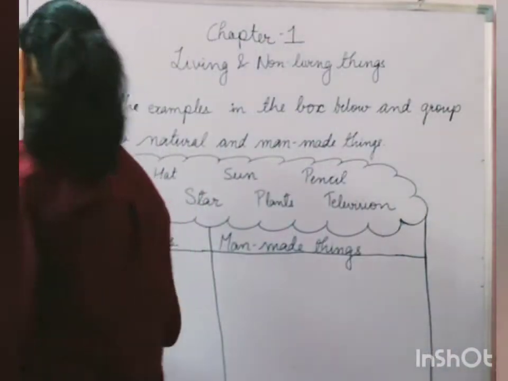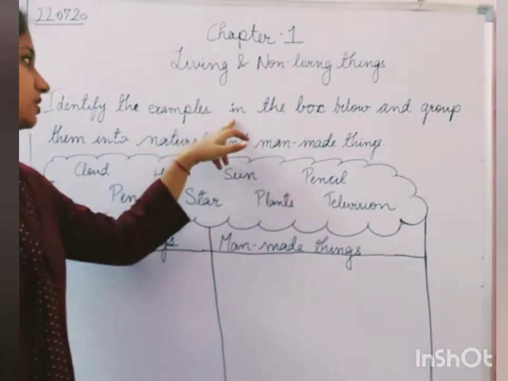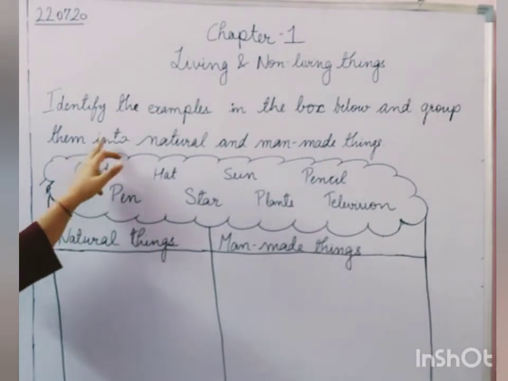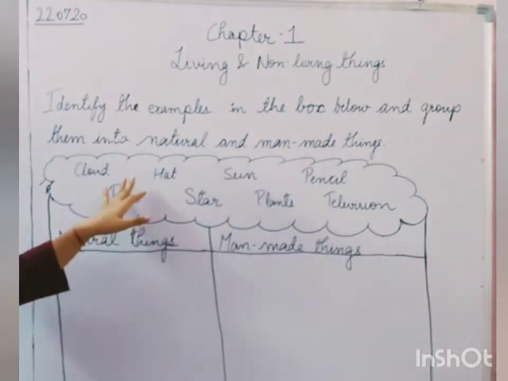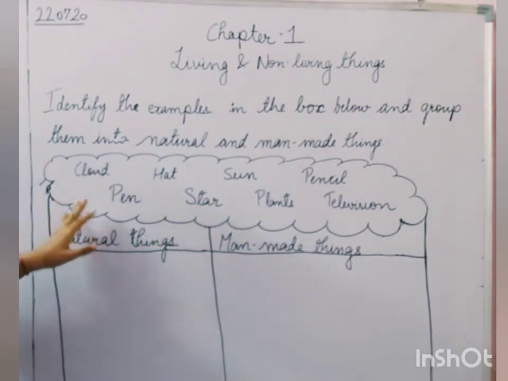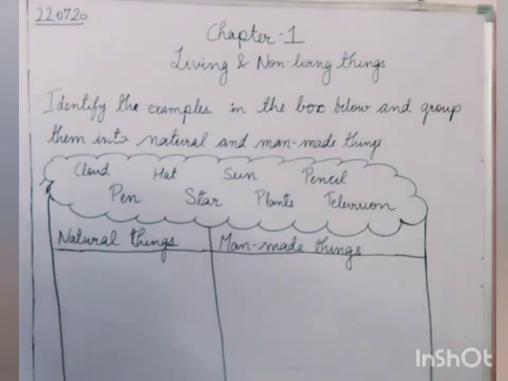So I've written a question here. Let's read it. Identify the examples in the box below and group them into natural and man-made things. Here there are certain examples in this box and we have to group them as natural and man-made things. First we'll recall what are natural things.